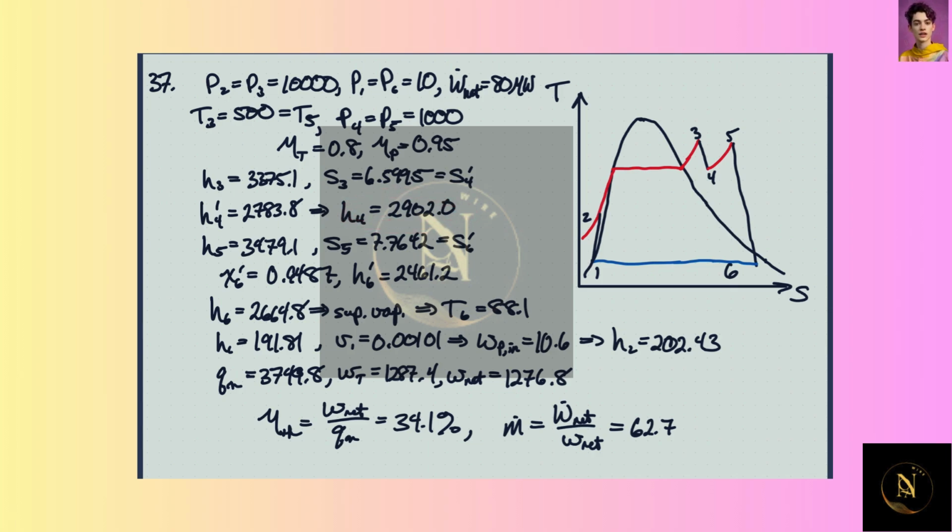Now at 5, we have pressure and temperature, so we can get enthalpy and entropy. For the isentropic case, the entropy at 6 is the same as the entropy at 5. That gives us a quality of 94.9%, and the isentropic enthalpy would be 2,461 kilojoules per kilogram. We can then use our efficiency to get the actual enthalpy at 6, and that is 2,665 kilojoules per kilogram.